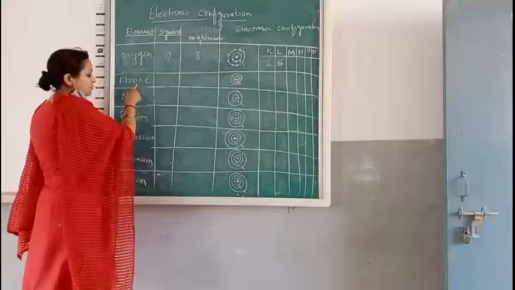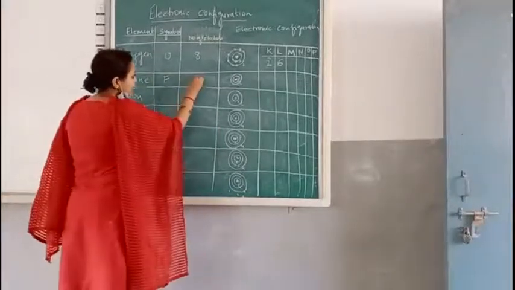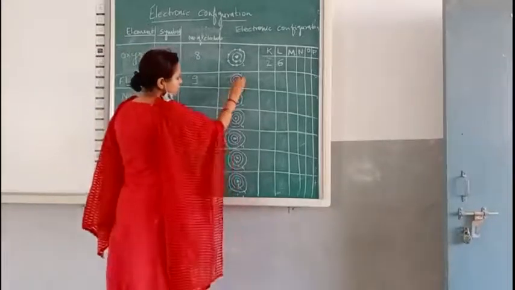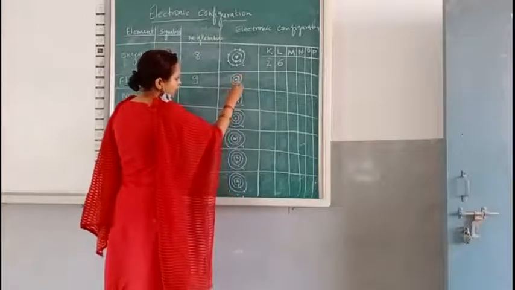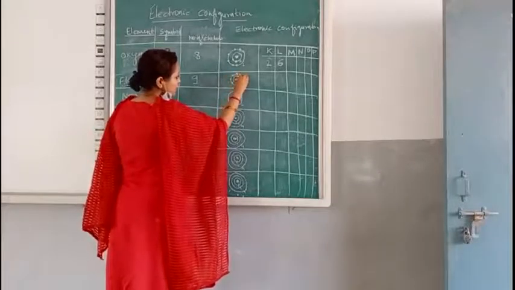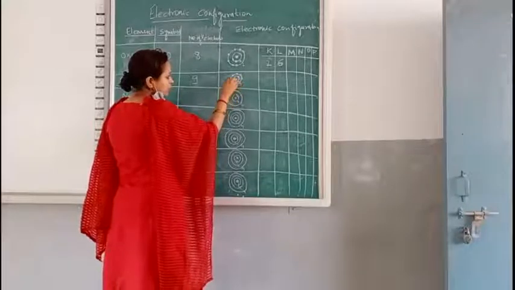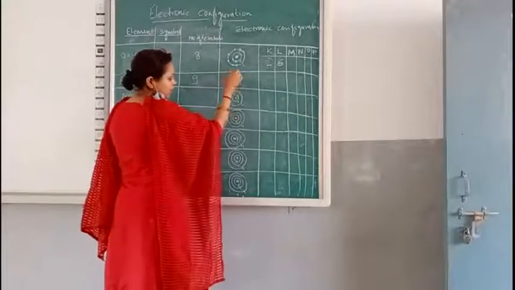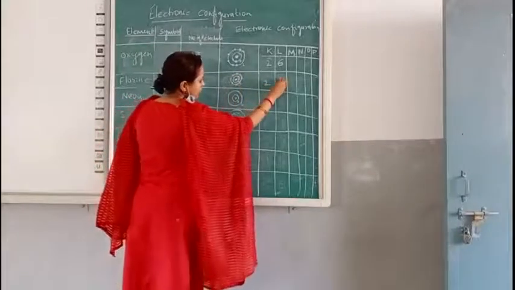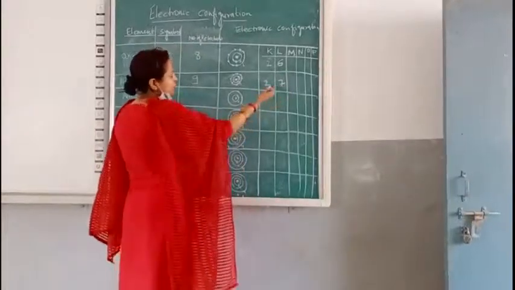Next atom is fluorine. Symbol of fluorine is F and there are 9 electrons in an atom of fluorine. So how will you distribute? Again 2 electrons in K shell and other 7 electrons, 3, 4, 5, 6 and 7, in L. The total of 9 electrons we have distributed: 1, 2, 3, 4, 5, 6, 7, 8 and 9. So in K shell you have 2 electrons, in L shell you have 7 electrons. So total 2 and 7, 9 electrons have been distributed in K and L shell.